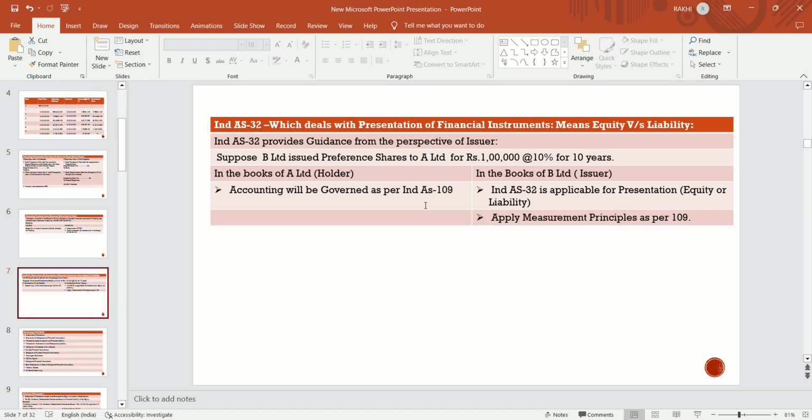Ind AS 32 provides guidance from the perspective of the issuer. If the issuer is issuing any instrument, how will they recognize and present that instrument in the books. So it is from the perspective of the issuer, not from the perspective of holders.